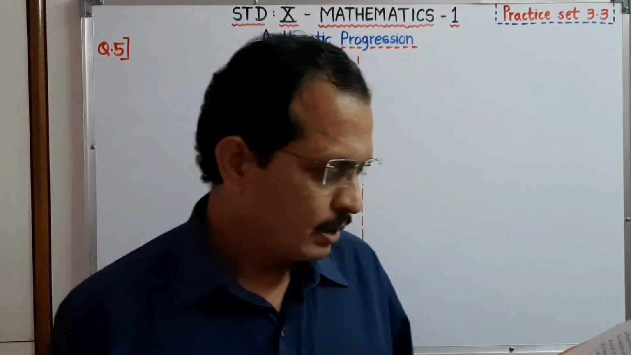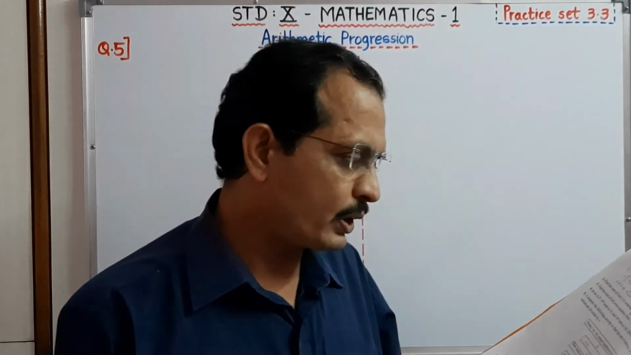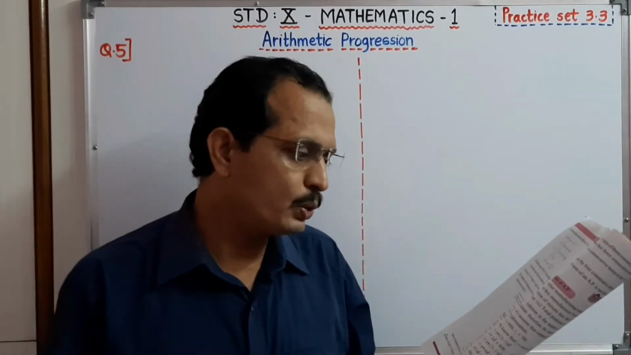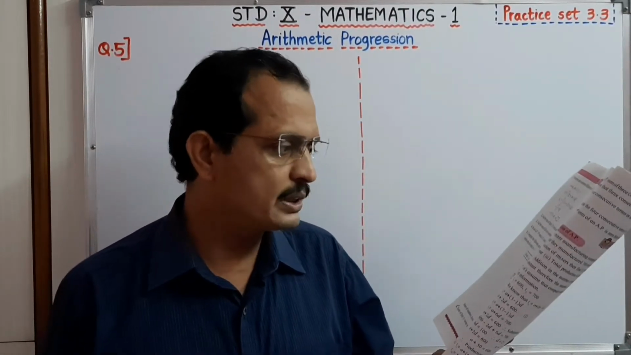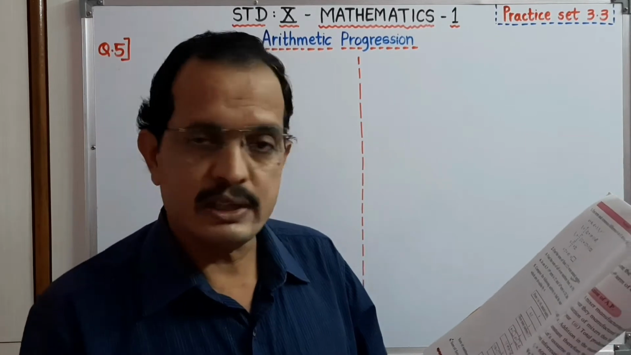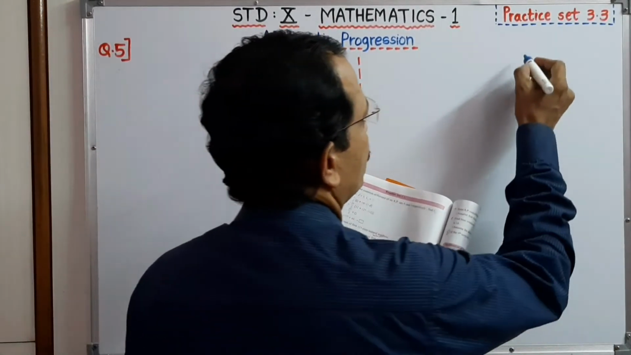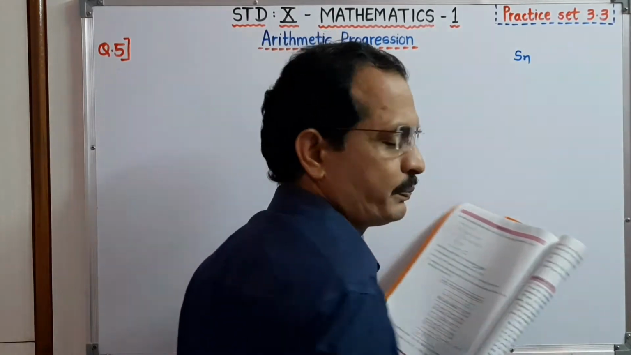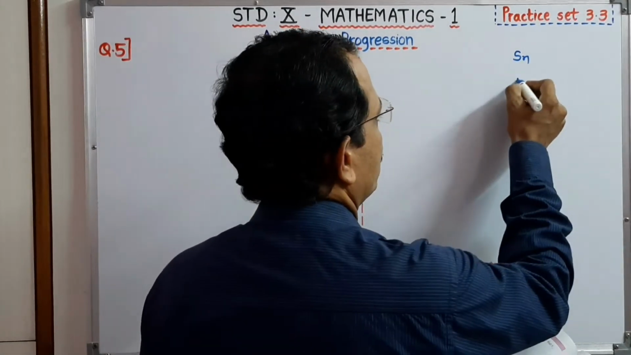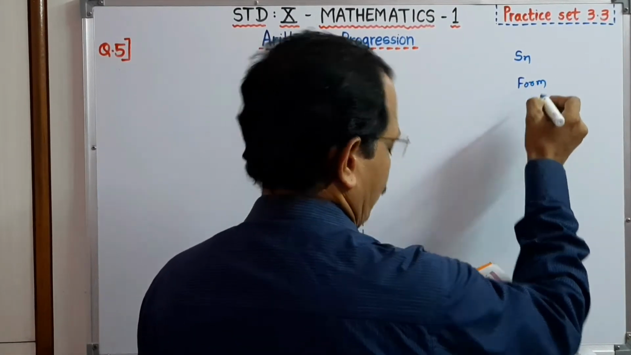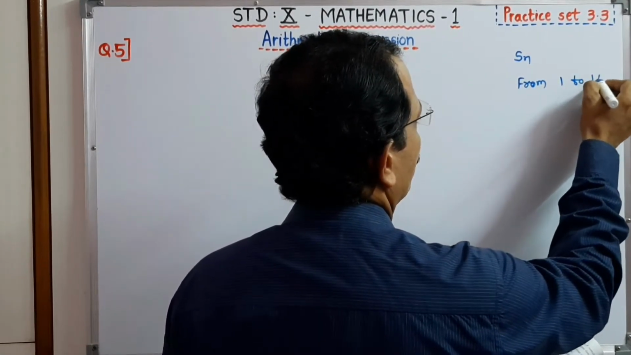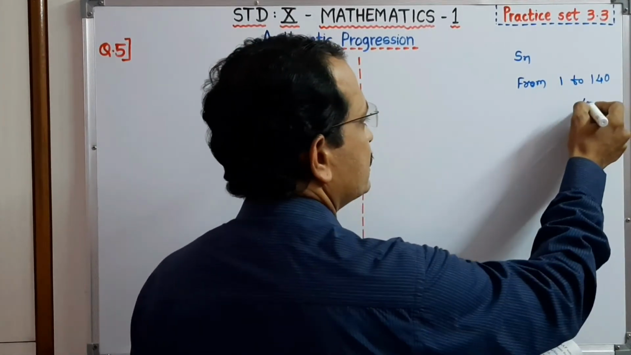Now see, question number 5: complete the following activity to find the sum of natural numbers from 1 to 140 which are divisible by 4. Dear students, we have to find the sum, that is, we have to find Sn. Sn of what? Natural numbers from 1 to 140 which are divisible by 4.